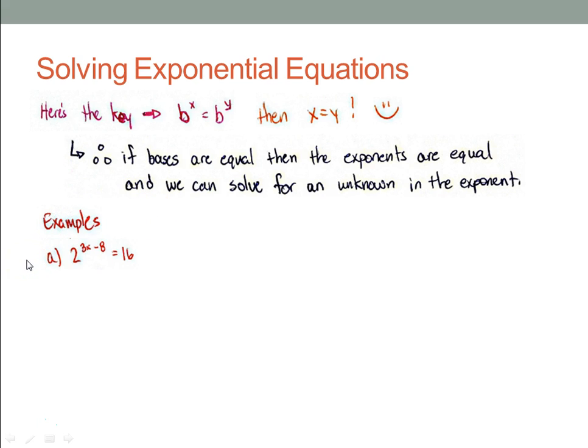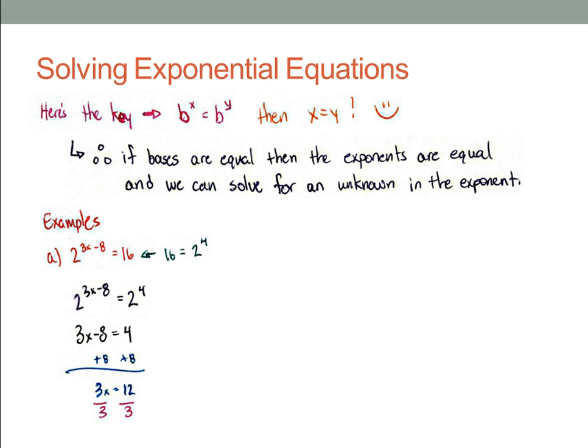The first one here, 2 to the 3x minus 8 is equal to 16. Now, this makes me feel a little bit interesting because I know that I can rewrite 16 with 2 as a base. It's 2 to the 4th. So now I know that the bases are equal when I rewrite the equation, and that lets me set the exponents equal to each other, which gives me a simple two-step equation. 3x minus 8 is equal to 4. Move the 8 to the other side using the inverse, and then use the inverse operation with the coefficient of x. Divide by 3. X is equal to 4.